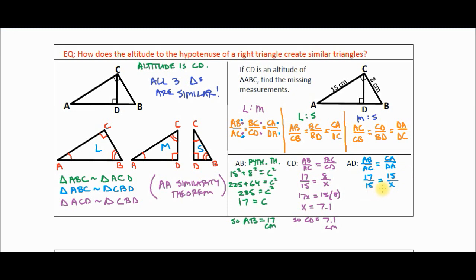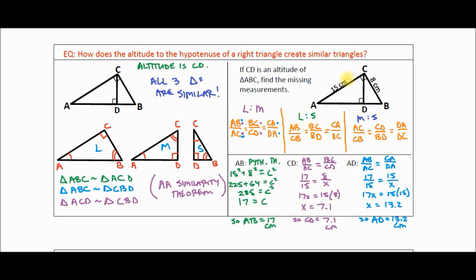Let's go ahead and cross multiply. So we've got 17x is equal to 15 times 15. If you multiply that out, you're going to get x equals about 13.2. So we just found AD equals 13.2 centimeters. Now, class, just one more thing. I should be using approximately 13.2, approximately 7.1. I've been forgetting to do that, but for the case of this question, it's okay if we round it because we're not going to give exact answers on these questions.